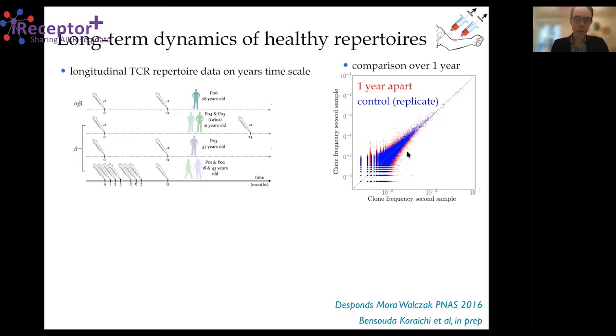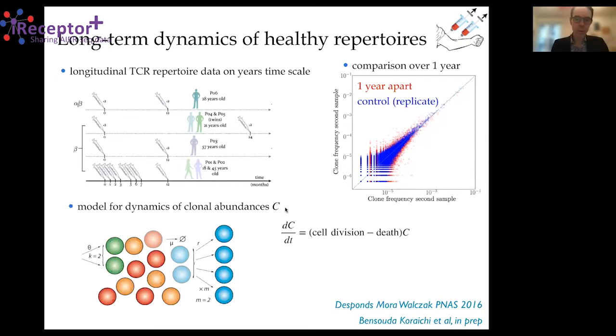And to do this, we're going to start with a model. It's a model we introduced something like 5 years ago from mostly theoretical considerations, and it's the following. It's the idea that each clone, each TCR or BCR clone, has an abundance that will vary according to the following equation, which reflects cell proliferation and death. Okay, so that's the simple idea.